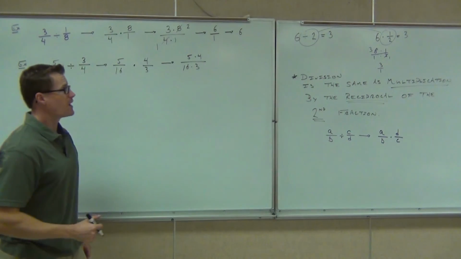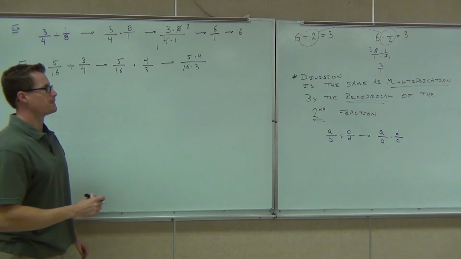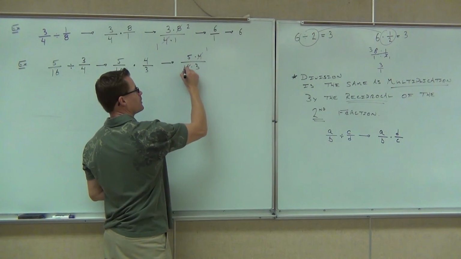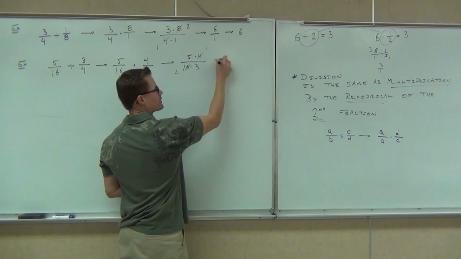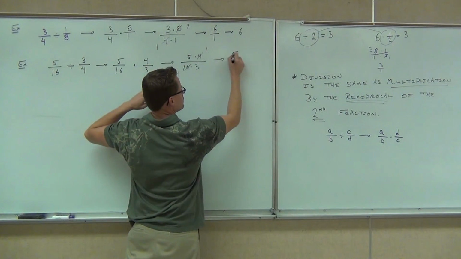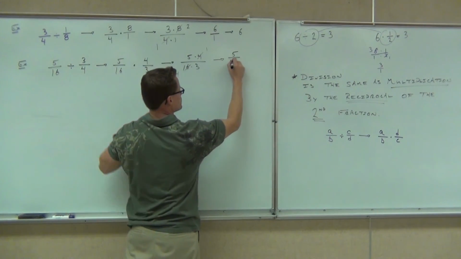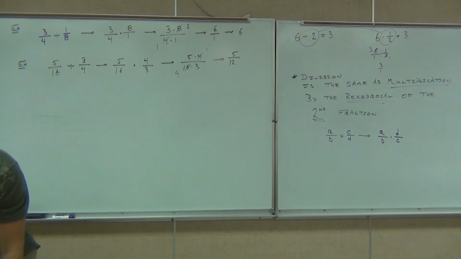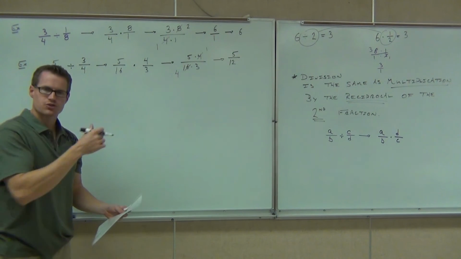And now we get to simplify. What do we simplify here? 4 and 16. Good. On the top, we get a 1. Bottom, we get a 4. Is there anything else, ladies and gentlemen? No. So I'm going to have 5 times 1. I'm going to have 4 times 3. You can't simplify that. You're done. Why don't you try a couple on your own?